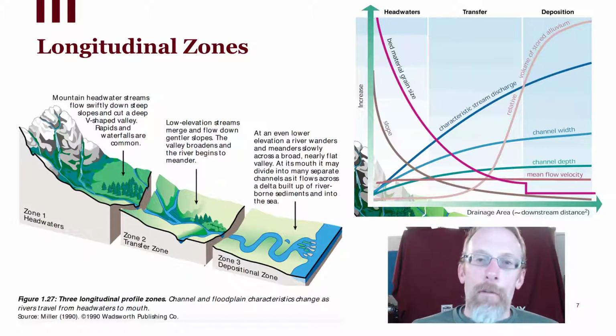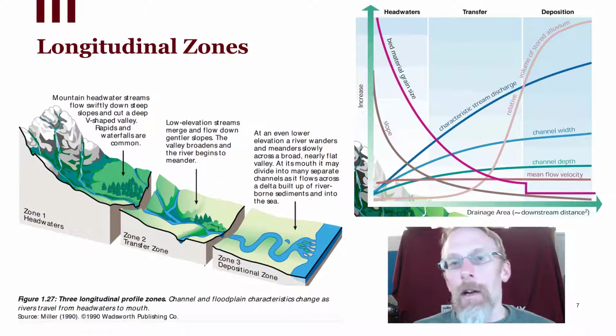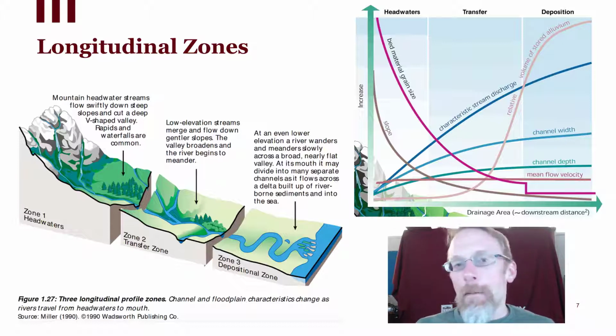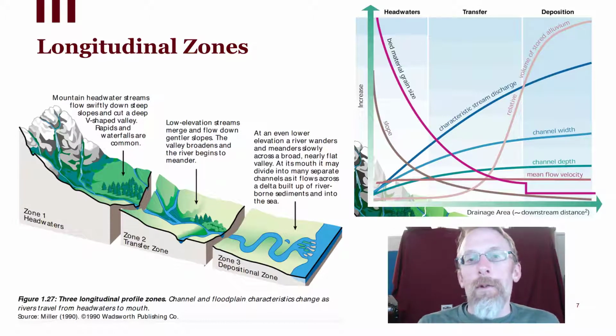Now in the picture it shows mountains. They don't have to be mountains. A headwater stream in Missouri doesn't necessarily start in the mountains. It just starts in the highest area of the landscape. Then we have the transfer zone. The transfer zone is the area where all the sediment that's being eroded out of the headwaters because of all the excess potential energy out there is being transferred through this zone through to the depositional zone that's the next one downstream. Here we have lower elevation streams, gentler slopes.